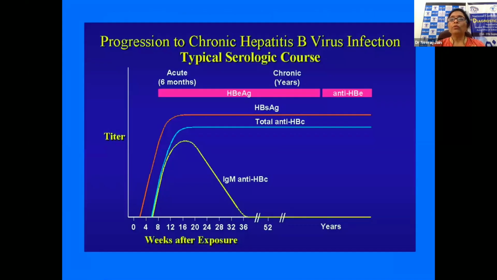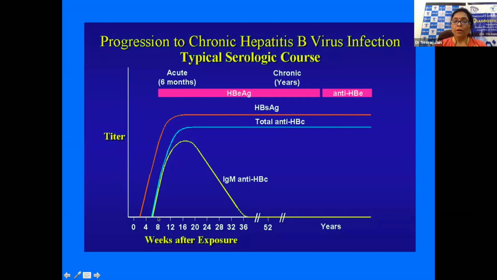Now let's come to what will happen in serology in chronic phase. When do we label a person as chronic? When a person acquires acute infection and is not able to clear this virus after 6 months, then we label this person as a chronic HBV infection. So surface antigen will stay, will not be cleared, and will stay in the body. A person who is coming with chronic hepatitis B will continue to have surface antigen.